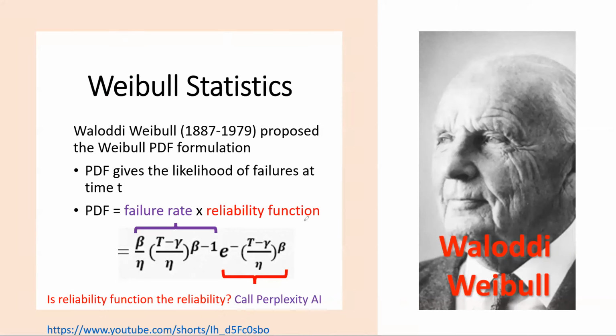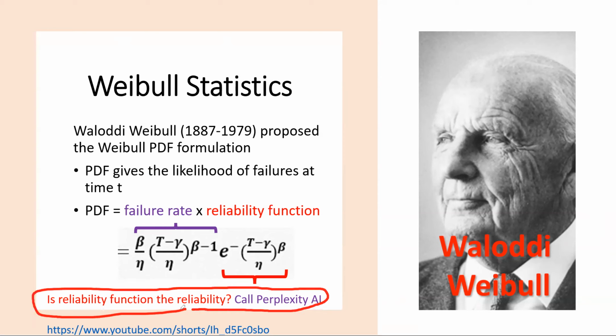This reliability function is a mathematical form to show reliability in certain conditions, so it's not reliability itself. Reliability is a general term, and the reliability function is a specific mathematical representation of specific reliability conditions. You can use Perplexity AI to explain the difference. You type this prompt, and it will give you a very clean explanation, better than what I can give you.